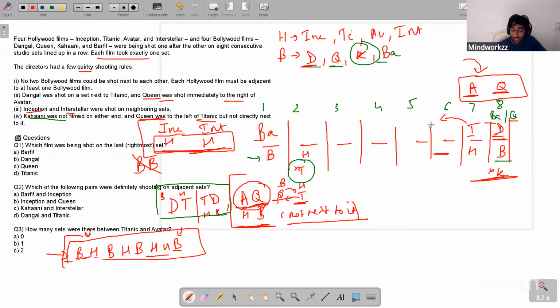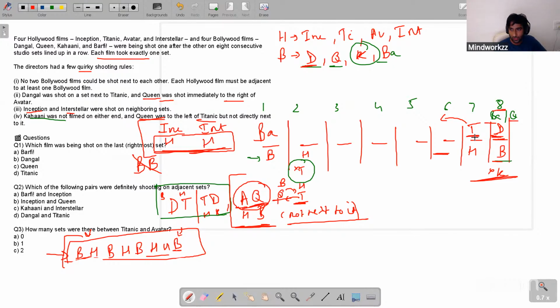Since this is also given to you, it tells us that Titanic should come somewhere on the right. But is that possible? No, that is not possible because there are no other slots after slot number 8. So we will reject this Avatar and Queen arrangement on slots 7 and 8. And hence we get our only possibility, which is Dangal on slot 8 and Titanic on slot 7.